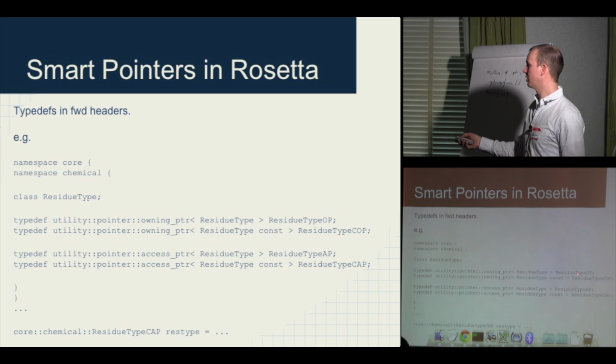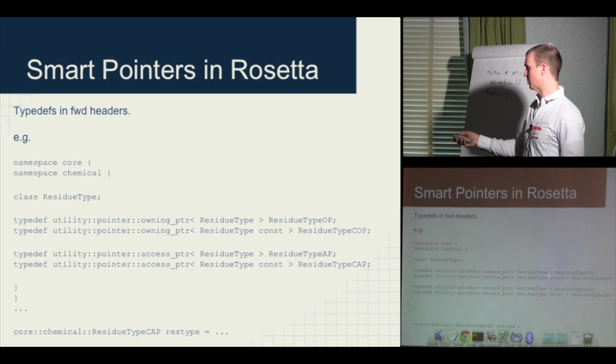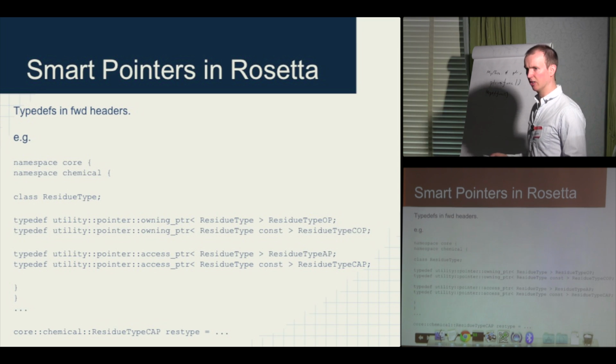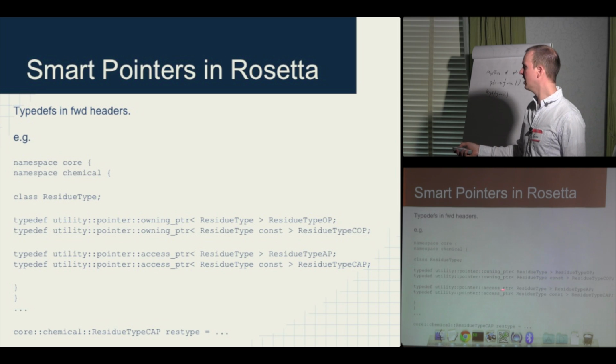So I can have an owning pointer to a residue type, a residue type constant owning pointer, where the thing that's being pointed to is constant. We'll talk about constant on the third day, and using constant in C++. And then you can also have these APs, the access pointers as well, APs and CAPs. And so, yeah, here's the use of it.